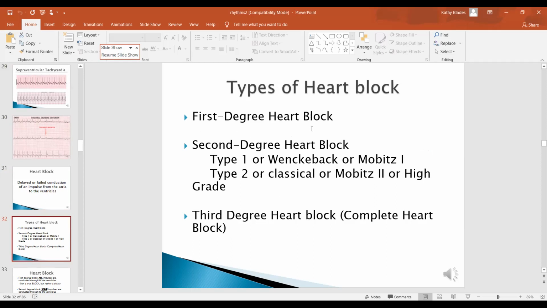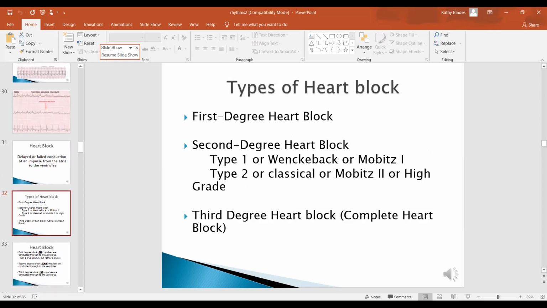You have a first degree heart block, you have a second degree type 1 and type 2, and then you have a third degree heart block, which is a complete heart block. This one is very, very, very bad. You have to do something about it. We're going to talk about the difference between the second degree heart blocks, the type 1 and the type 2s.